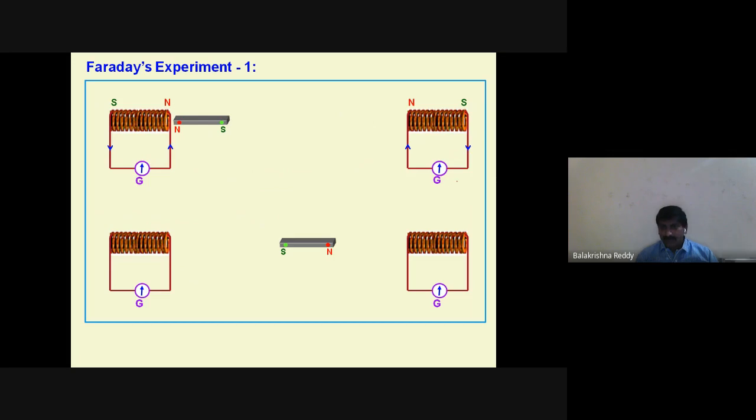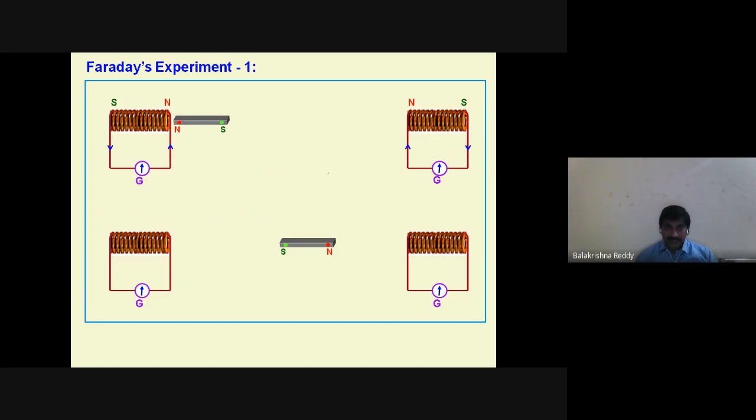Remember, here the galvanometer deflected, and here also it deflected. Means in both cases current has generated, but the generated current is in the opposite direction. Due to the generation of the current, the poles have developed there. So now this is the north pole, this is the south pole, right?